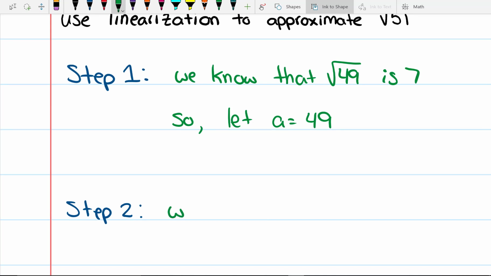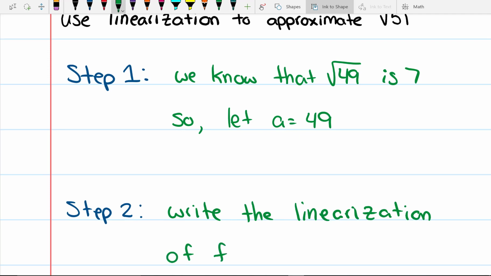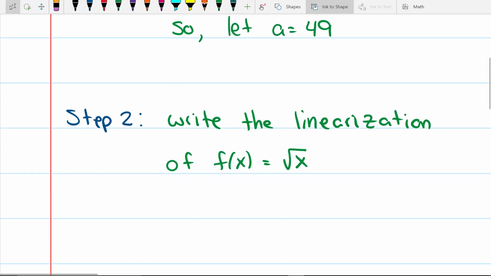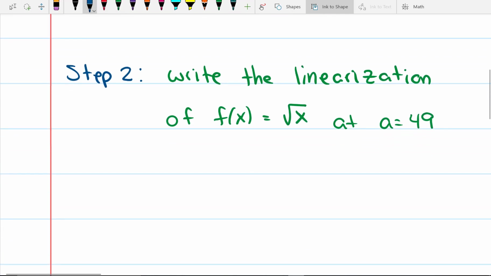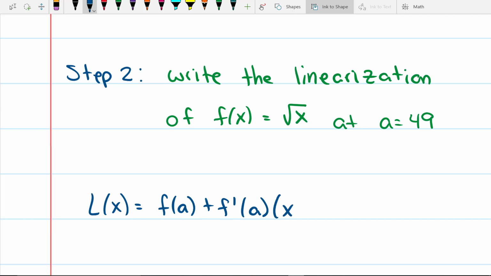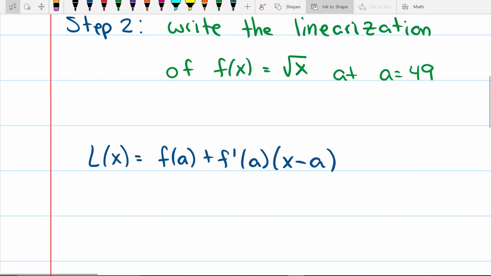Write the linearization of f of x equals the square root of x at a equals 49. So this is how we solve linearization. Remember that L of x in general is f of a plus f prime of a times x minus a. That's the general formula for linearization.